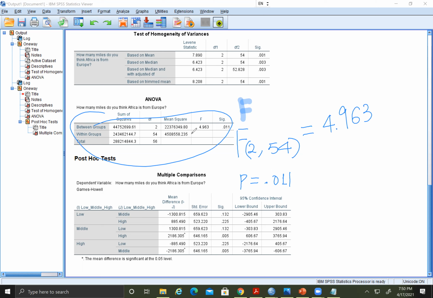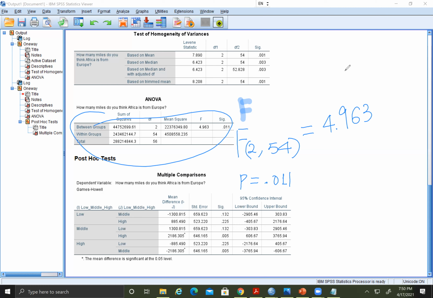And then there is a significant difference. At least one group is significantly different from another. Further, we checked which groups are specifically different. Then we found out in the post hoc test that the ones in the middle have statistically higher guessed distance between Africa and Europe than the ones from the high ladder group, because of this p-value here.